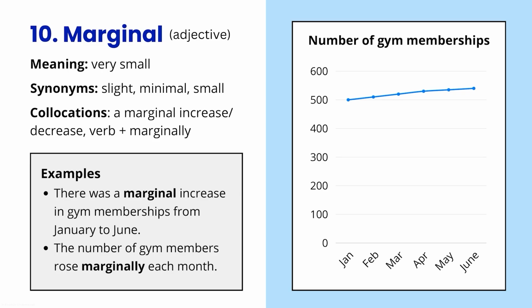And here is marginal being used as an adverb. The number of gym members rose marginally each month. So this simply means the number of gym members went up very slightly each month. So marginal is a great word to use if there's a very small change.